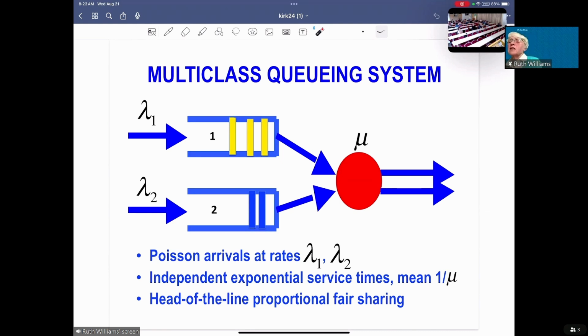But we still have to decide how the server will serve the different queues. And a way to do that fairly is to share the effort in proportion to how many jobs are in the queue. So in this scenario, the server would give 3/5 of its time to this queue and 2/5 to this queue. So that protocol is called head of the line proportional fair sharing. It can be implemented in practice in various ways, even by a round robin kind of mechanism.